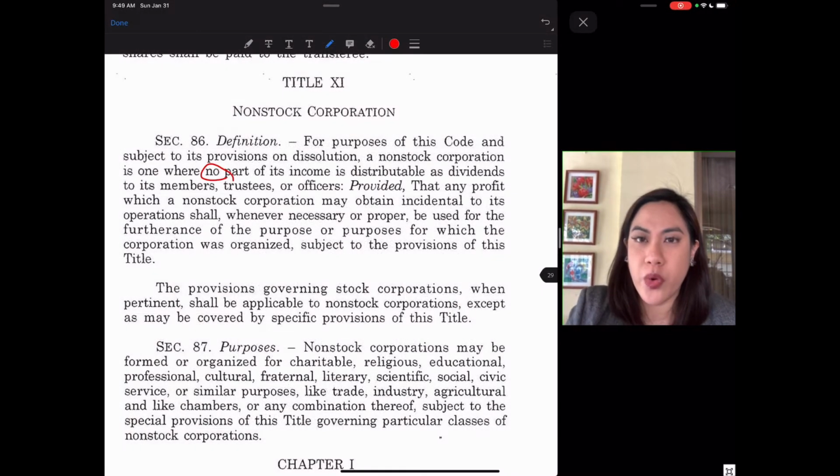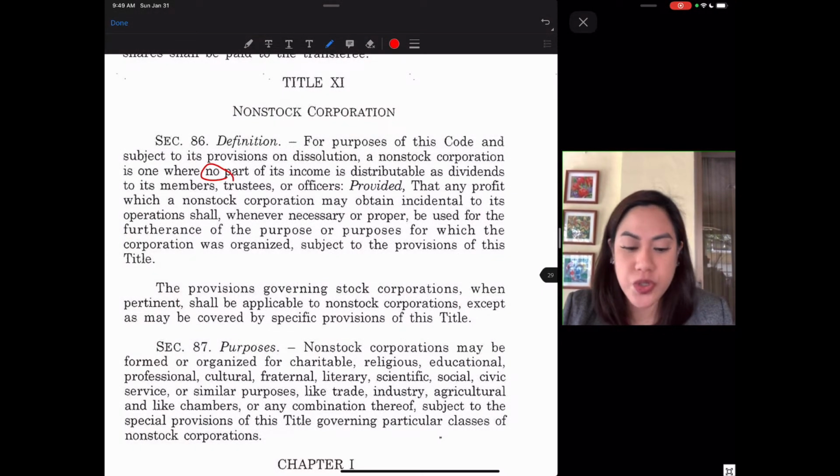When you hear the word non-profit, it's just to describe that the corporation does not distribute any part of its income to stockholders or members. So when you say non-profit, it does not mean charitable. Just take note of that.